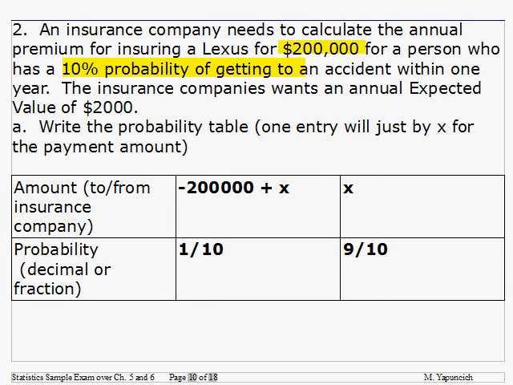So if the person gets in a wreck, we're going to assume they get in a bad wreck and they have to pay the whole $200,000. So the insurance company is going to lose $200,000, but they get to keep whatever the policy is. We're going to try to figure out what we're going to charge this person. Now, if they don't get in a wreck, they have a 90% chance of not getting in a wreck, the insurance company just gets to keep the premium.